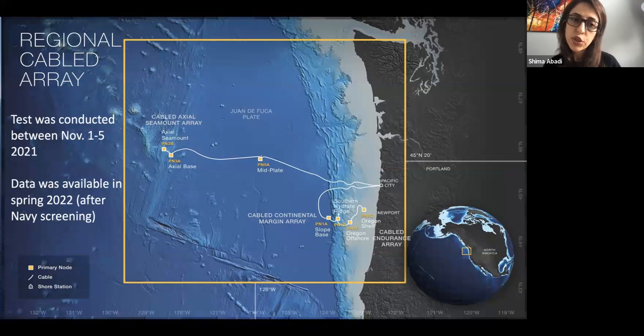The Ocean Observatories Initiative is an NSF-funded project that has more than 800 instruments in the ocean collecting data almost 24/7. And one of the networks, the Regional Cable Array, which is off the coast of Washington, was down for maintenance in November 2021. And we decided to take advantage of that and implement DAS, and we collected DAS data on two of the cables, North Cable and South Cable, for 4 days. We had different measurement settings, different sampling rates. And the data was available after spring of 2022 after Navy screening.